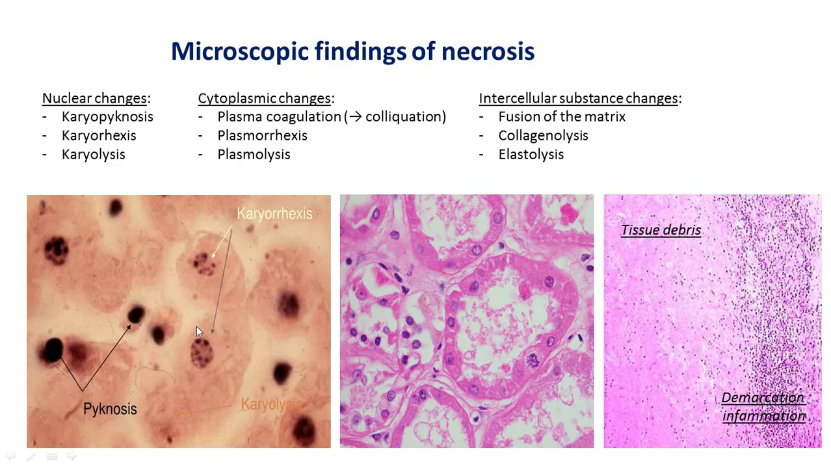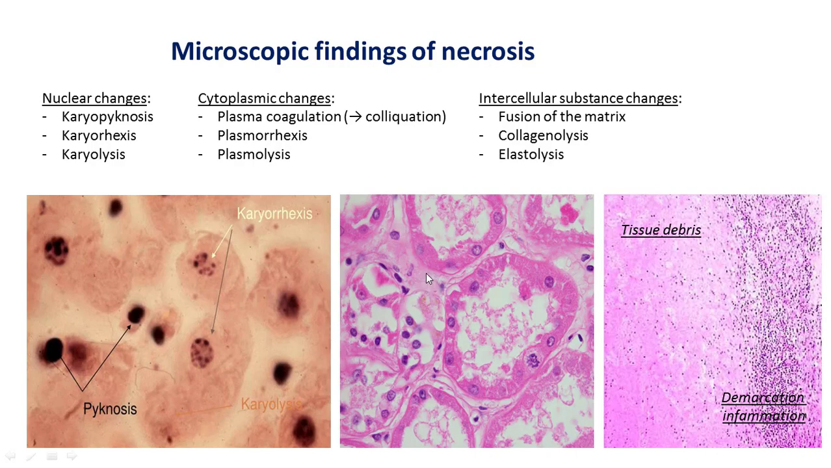Under karyorrhexis, the nucleus undergoes destruction, leading to the appearance of a number of small fragments of chromatin. At the karyolysis stage, the fusion of the fragments of the nucleus takes place. Almost the same processes happen in the cytoplasm. The pathologic changes in the cytoplasm start from protein denaturation and coagulation. This is called plasma coagulation. At the plasma coagulation stage, we can find bright eosinophilic cytoplasm presented by coagulated proteins.